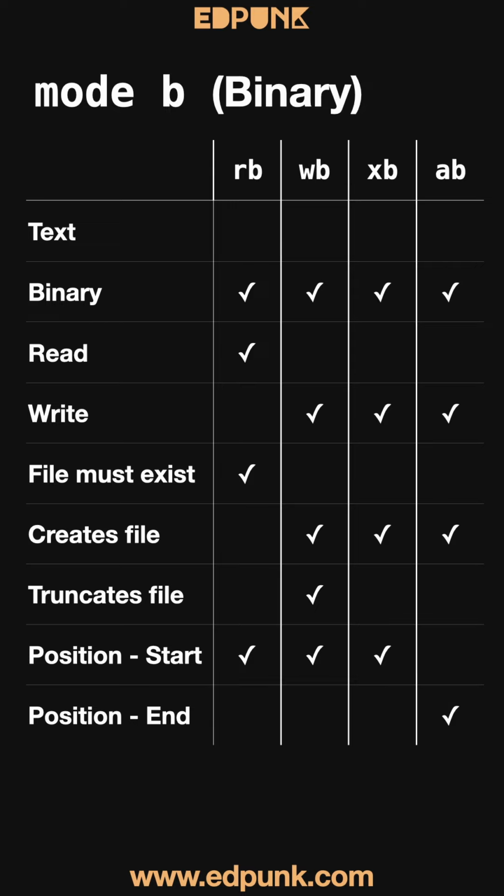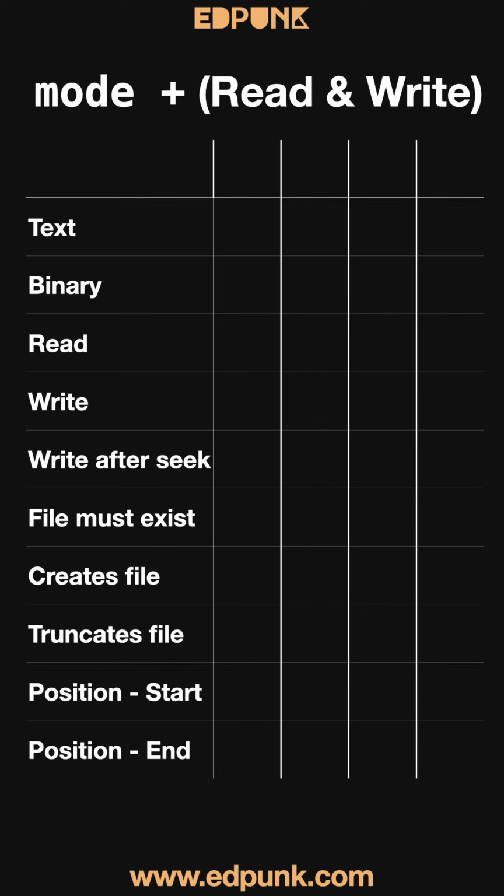Adding the character 'b' to these modes allows us to open a file in binary mode. 'rb' opens the file in binary and read-only mode. 'wb' opens the file for writing in binary mode. Similarly, 'xb' and 'ab' open the file for writing and appending in binary mode. Adding the plus character to the previously discussed modes allows both read and write operations on a file.